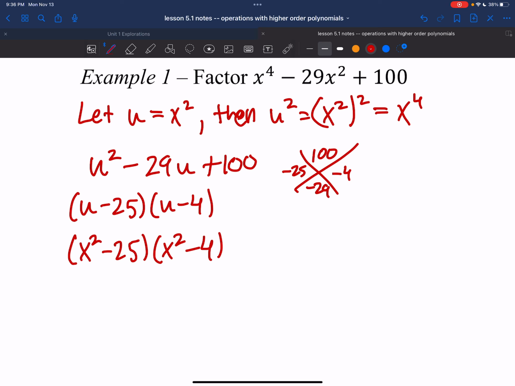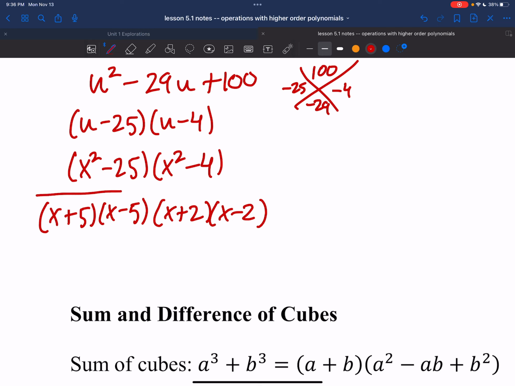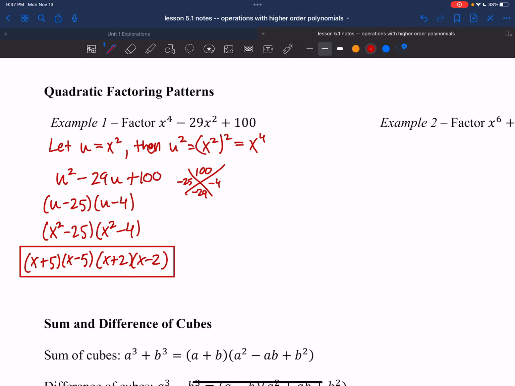But oh my gosh, notice that. Look, x squared minus 25, x squared minus 4, both of those are difference of squares. That's x plus 5 times x minus 5. And that's x plus 2 and x minus 2. Fantastic. And there it is. Okay? So that's what's meant by a quadratic factoring pattern.